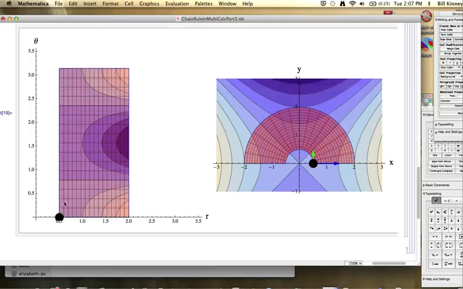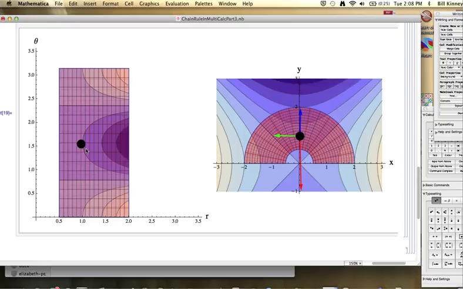But if I move to some different point, for example, I can make r go up to 1, say, and let's make theta go up to about pi over 2. Pi over 2 is about 1.57. So maybe you overshot a little bit, right around there somewhere.